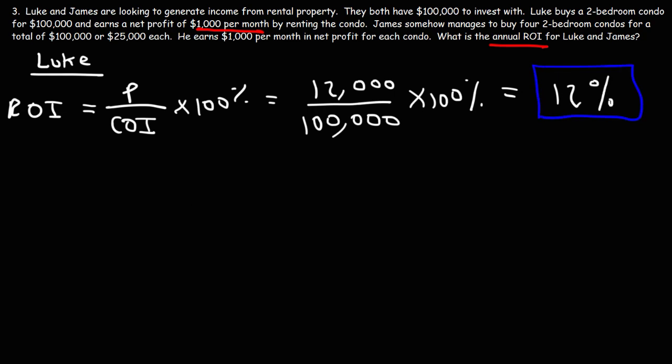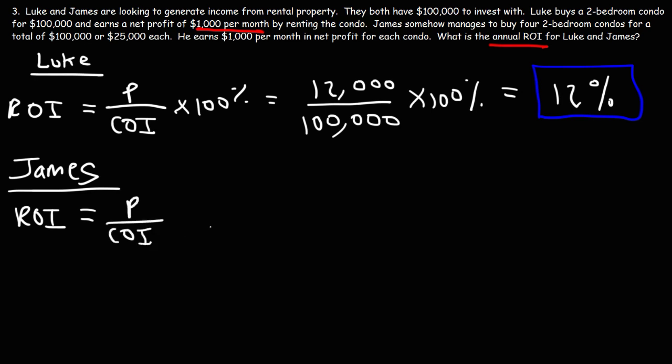So he's making 12% of his money that he invested with in rental income. Now let's do the same thing for James. Let's calculate his annual ROI. So let's use the same formula. It's going to be the profit over the cost of the investment times 100%.